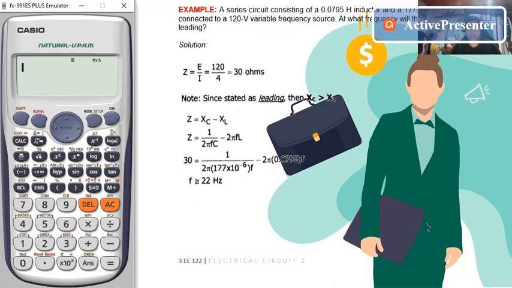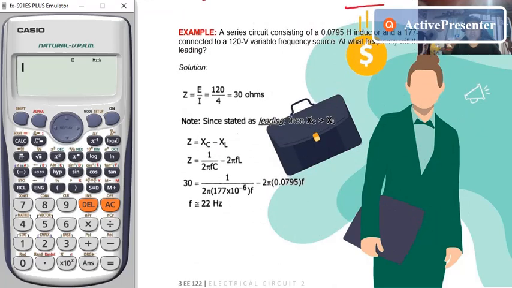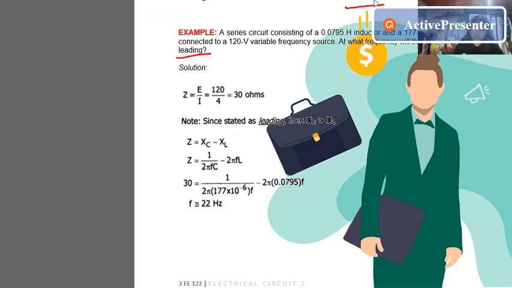We have a series circuit consisting of a 0.0795 Henry inductor and a 177 microfarad capacitor connected to a 120 volts variable frequency source. At what frequency will the current be 4 ampere leading? So the problem already gives us that the current is leading.